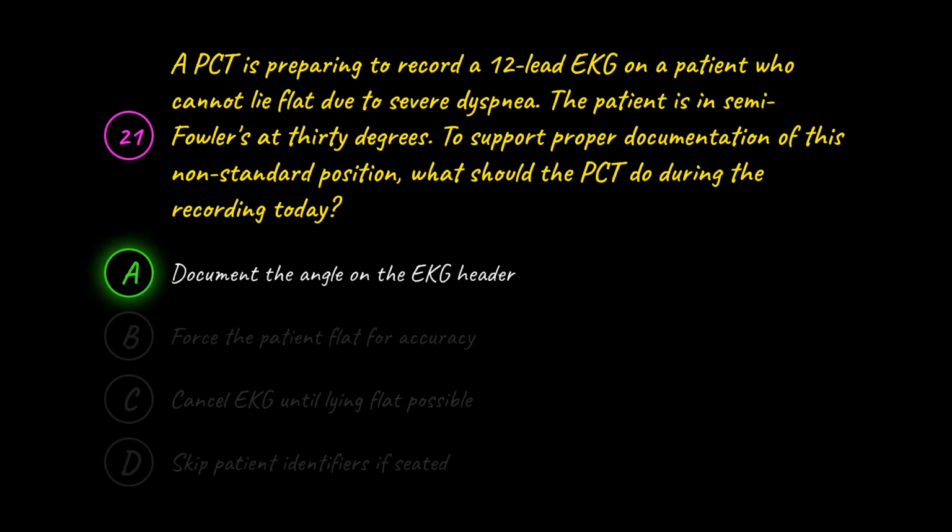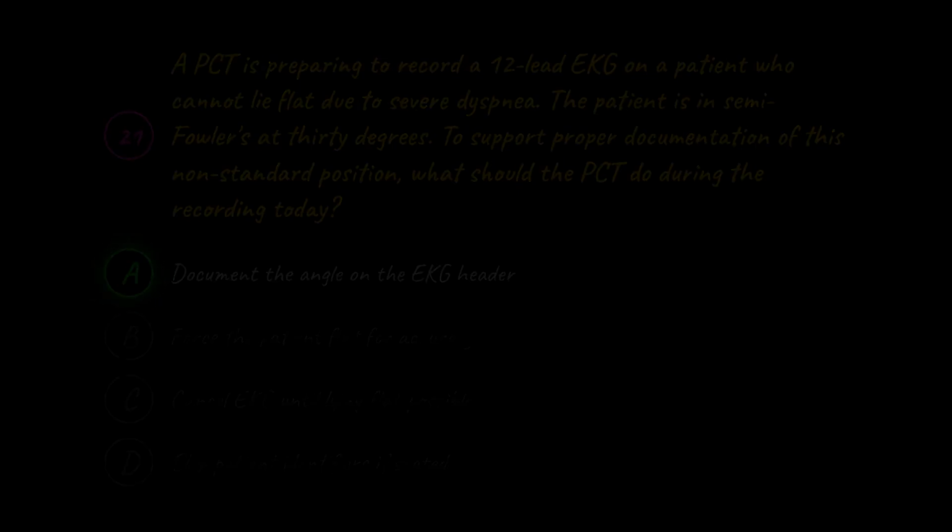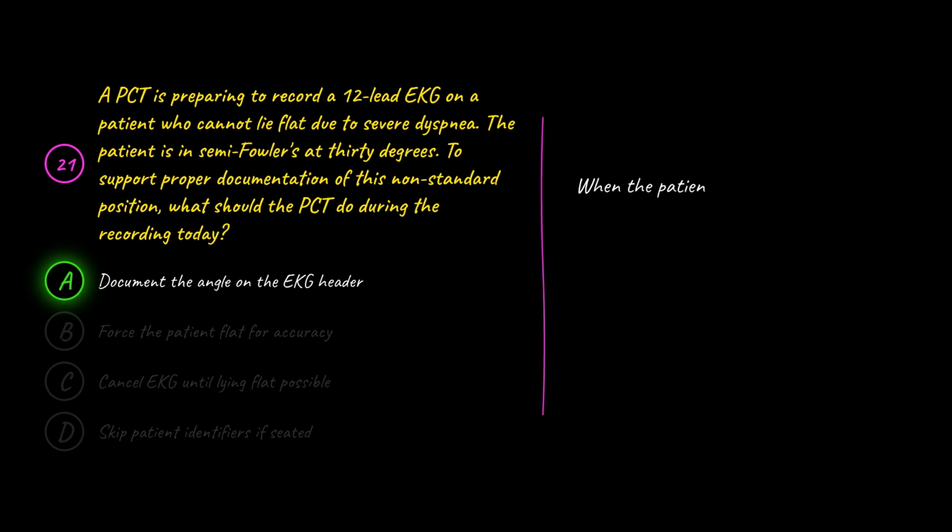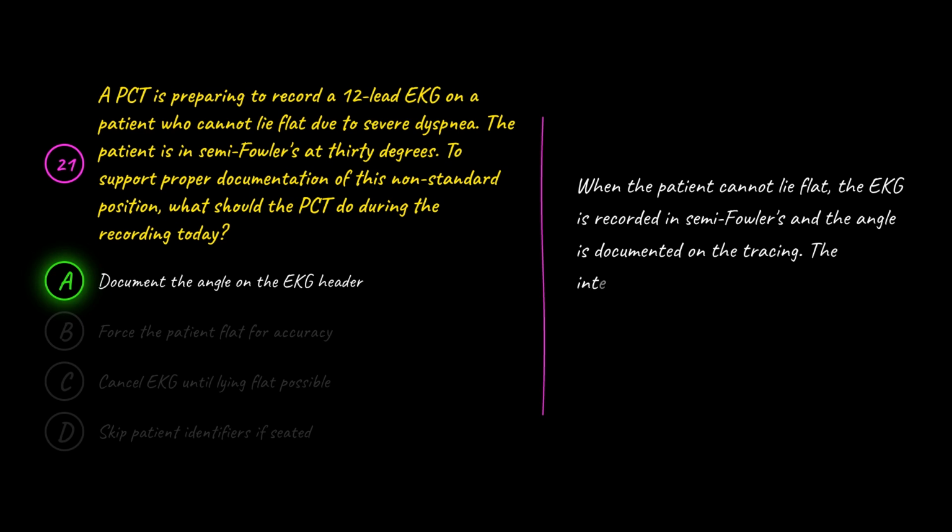The correct answer is A. Document the angle on the EKG header. A is correct because when the patient cannot lie flat, the EKG is recorded in semi-fowlers and the angle is documented on the tracing. The interpreter accounts for positional differences, and a recorded EKG is better than none for time-sensitive workups.